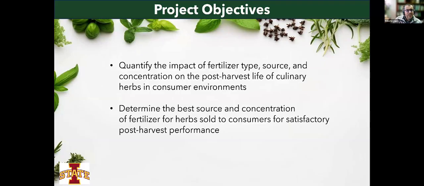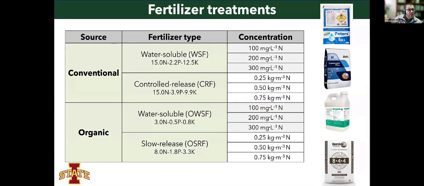They also want to determine the best source and concentration of fertilizers and how that's going to extend to the consumer. So they're looking at both conventional and organic sources in terms of water soluble and controlled release. And they're looking at different rates with water soluble from 100 to 300 parts per million, and with controlled release anywhere from 0.25 all the way up to 0.75 kilograms per meter cubed of nitrogen. So here are the different fertilizers that they are working with.